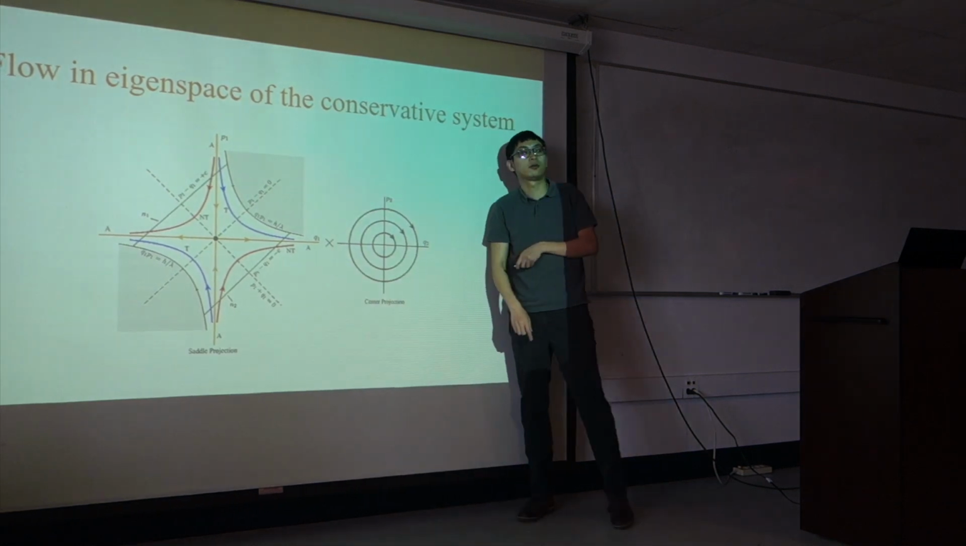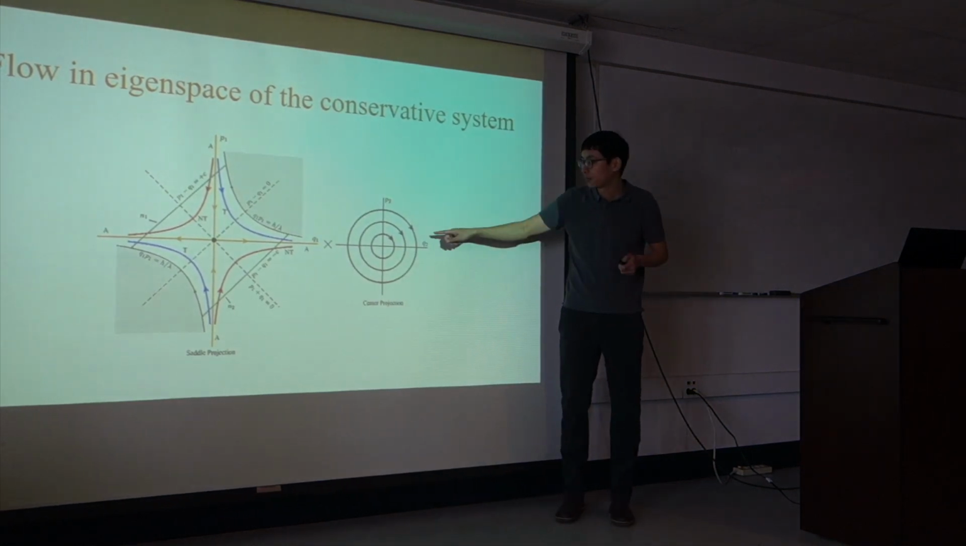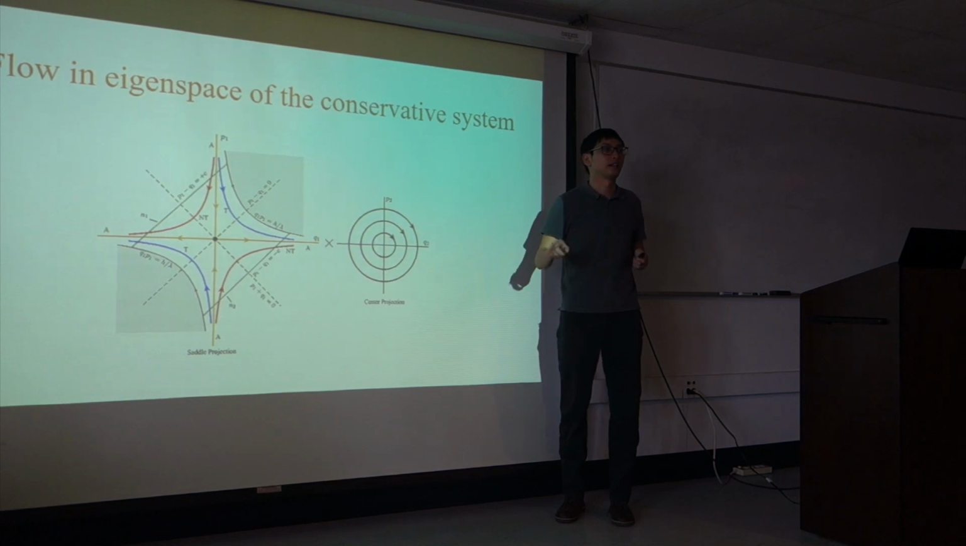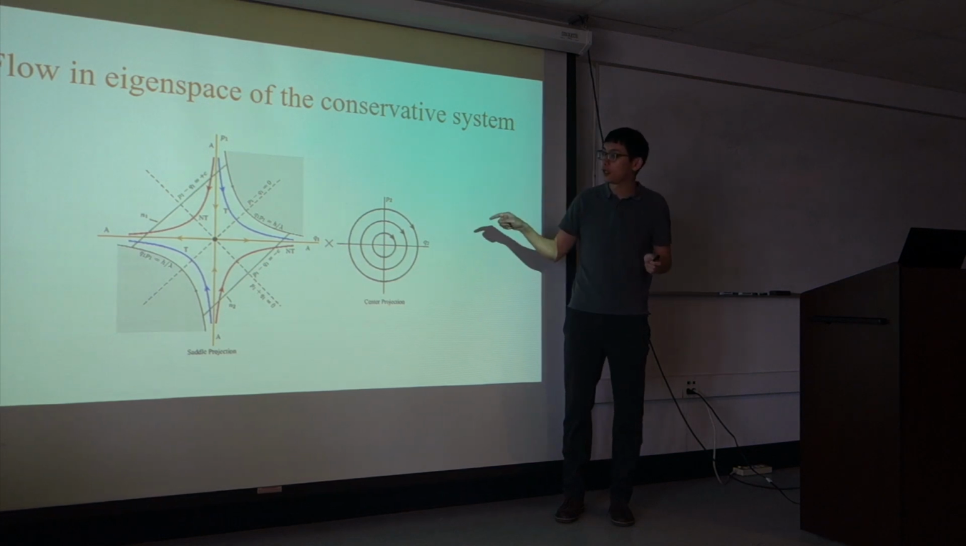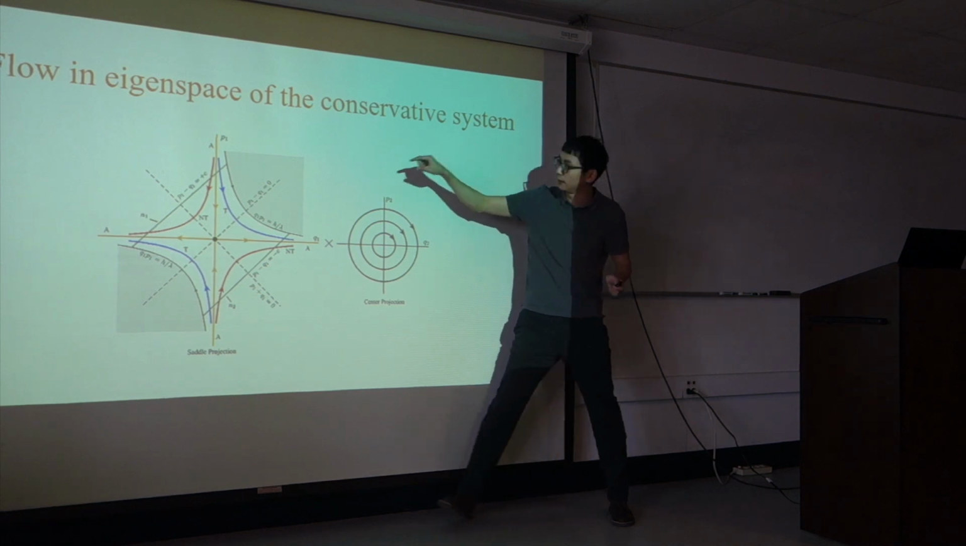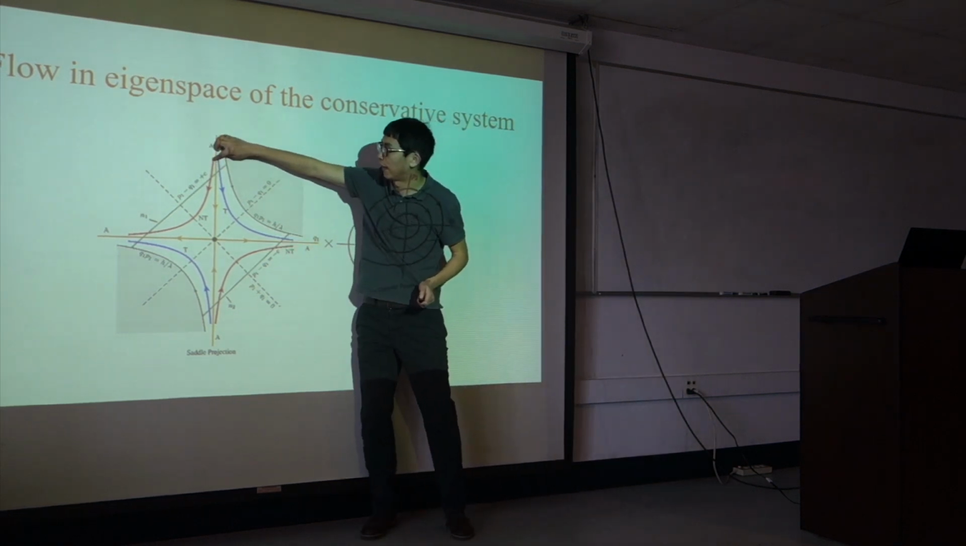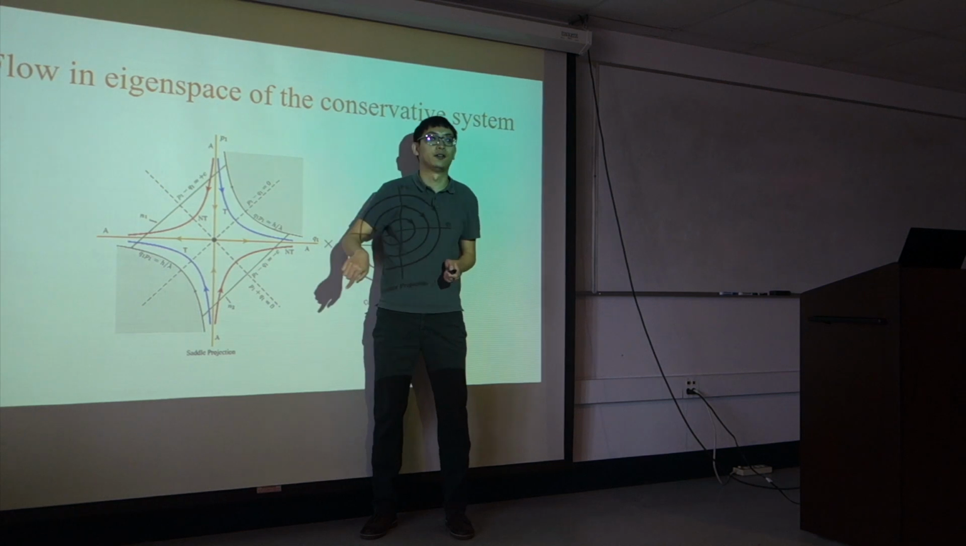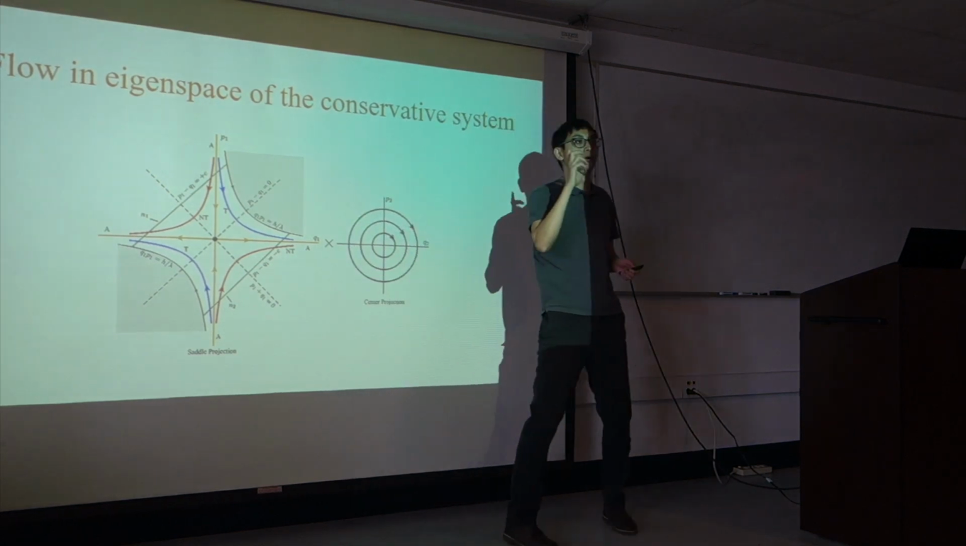Here you can notice, in fact, the center projection doesn't affect the transition. It just takes up some energy. So in the linearized dynamics, we just need to consider the saddle projection and find the stable manifold. So this is the boundary controlling the transition.